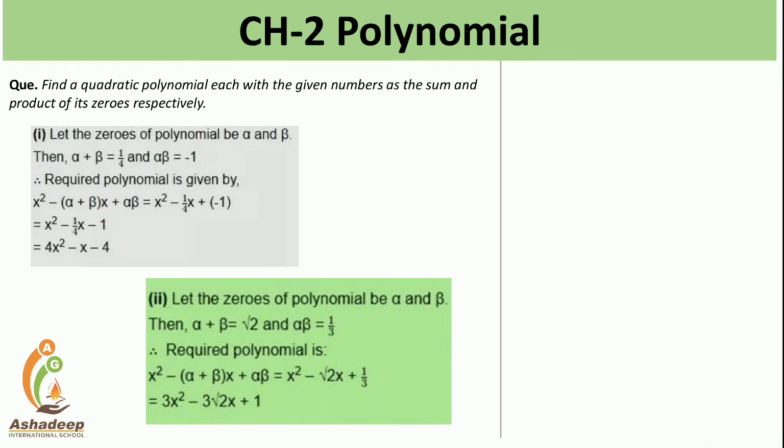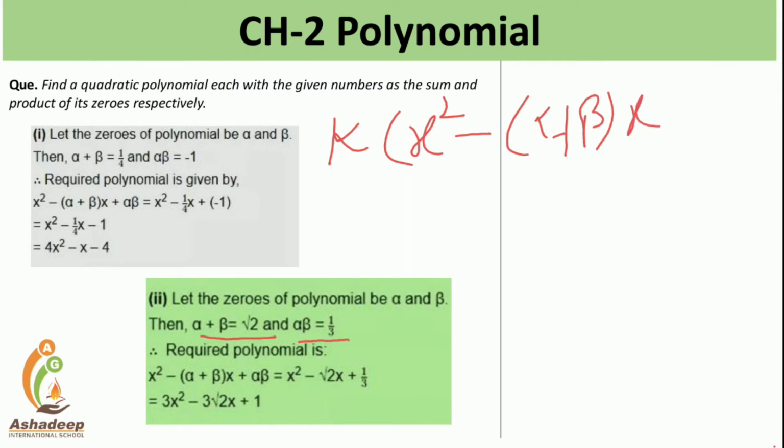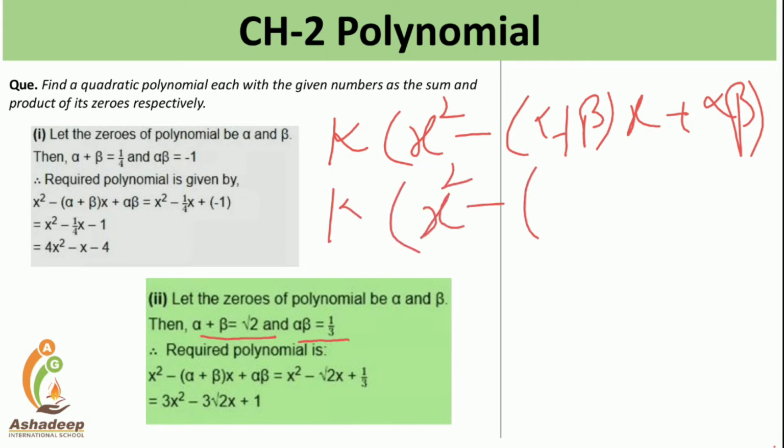Let the zeroes of the polynomial be alpha and beta. So alpha plus beta, in the second question, is given as minus square root of 2, and alpha into beta is 1 upon 3. What is the equation? That we know, k in bracket x square minus alpha plus beta into x plus alpha into beta. K in bracket x square as it is, minus alpha plus beta.